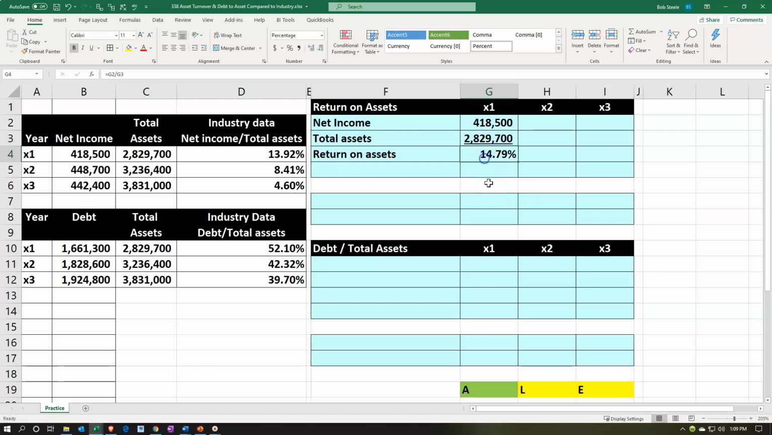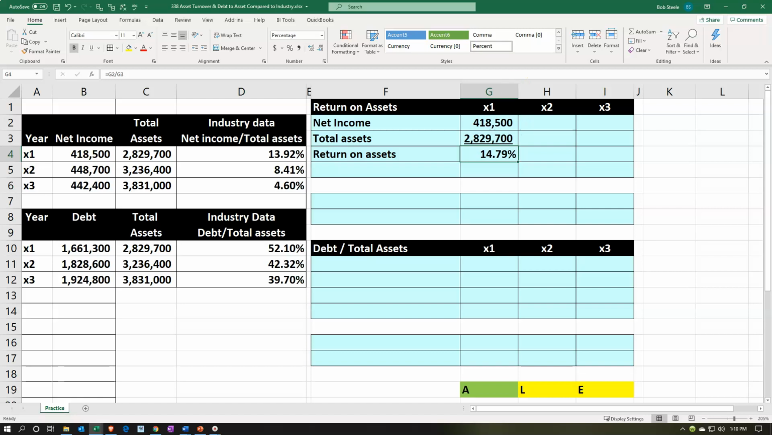So here we have our first year. So we got the 14.79. What does that mean? We're looking at how efficiently we're using our assets in order to generate the net income. So we don't really know if 14.79 is good unless we compare it to prior performance and to industry standards.